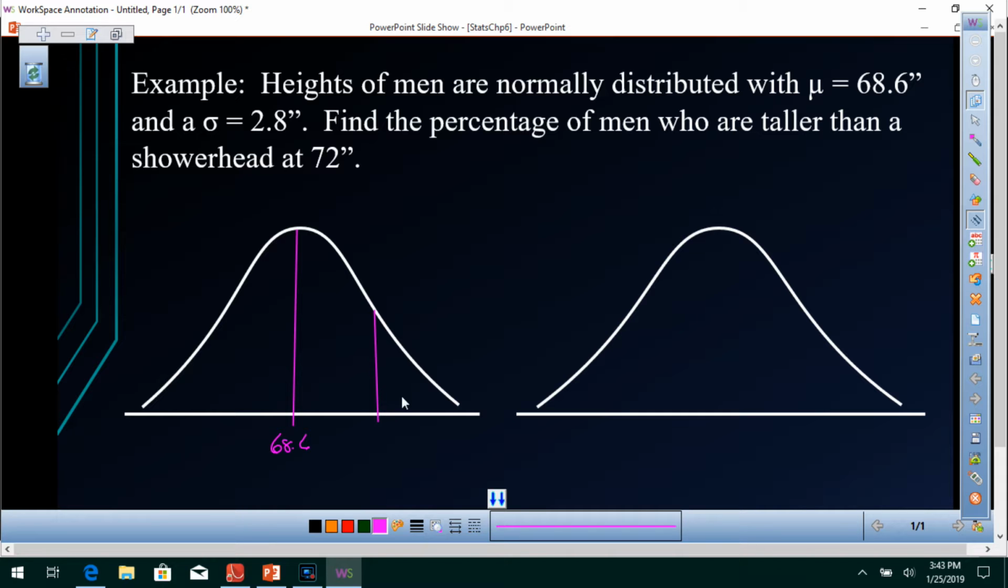One standard deviation is 71.4. Well, we're going to 72 here, right? So we're going to go a little bit further, and we'll say it's right there. We're going to say this is 72 inches. Find the percentage of men who are taller than a showerhead. So we want to find this area right there.